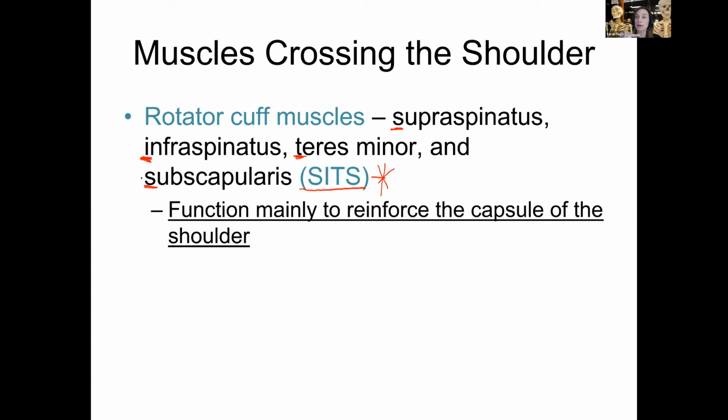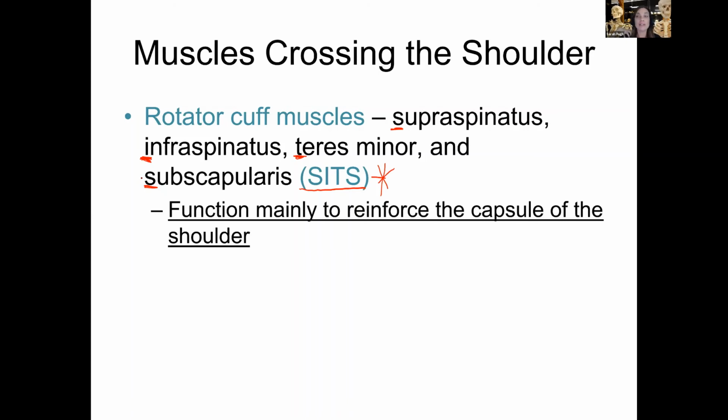The supraspinatus is named because it's the muscle that sits in the supraspinous fossa. The infraspinatus sits in the infraspinous fossa, again, up in the shoulder. Teres minor, and the subscapularis is named because it sits in the subscapular fossa. Those are our rotator cuff muscles, and the main job of our SITS muscles is just to reinforce that shoulder joint.